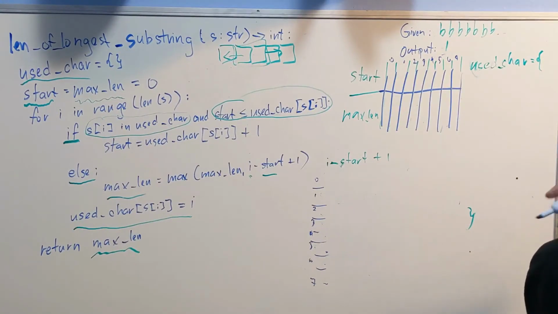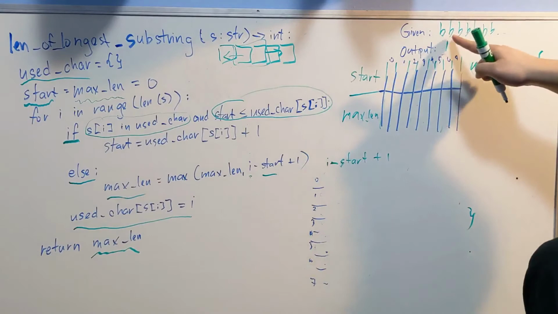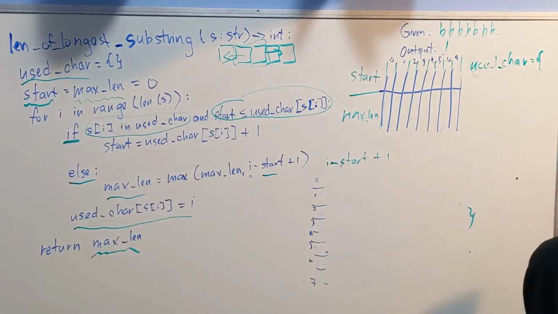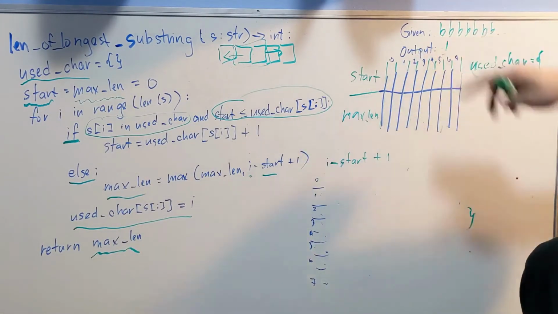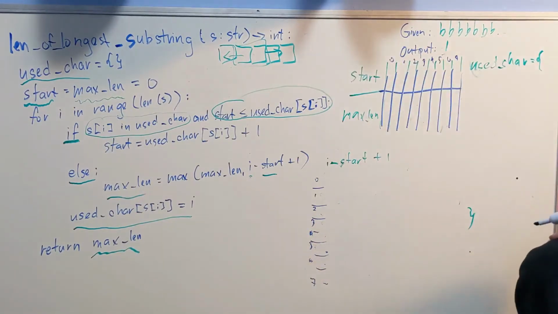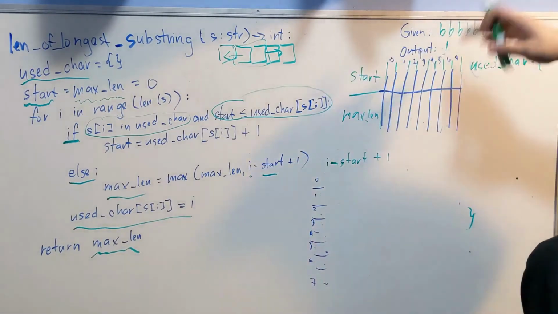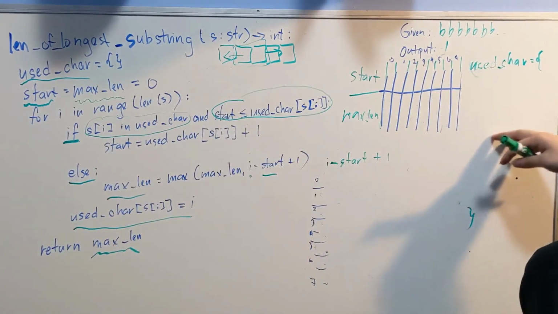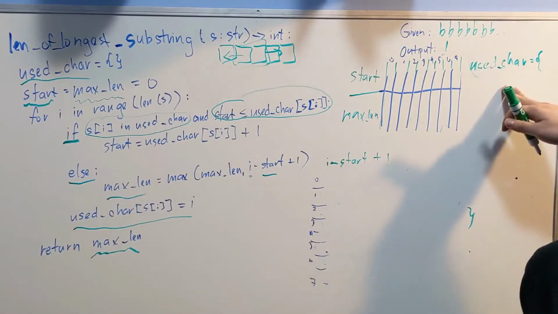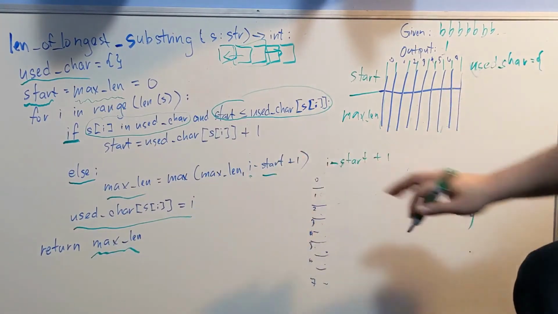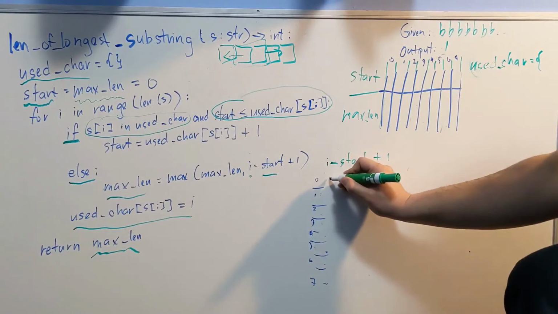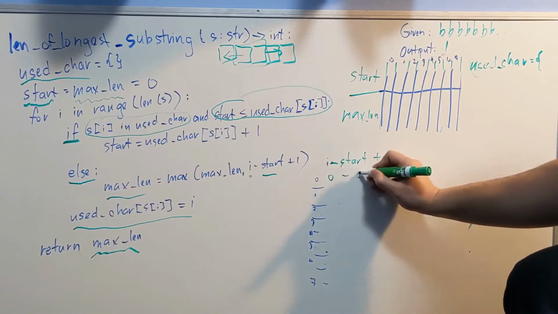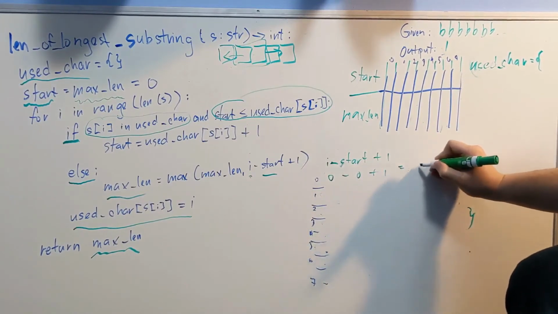Here's another example. A given B, output should be 1 as your maximum length of a substring. We'll start with checking the first element. For I in range length, all of this will iterate. This does not satisfy because B does not exist as a key in use char dictionary. We'll go to else. We'll have this 0 minus 0 plus 1. So the current length is 1.